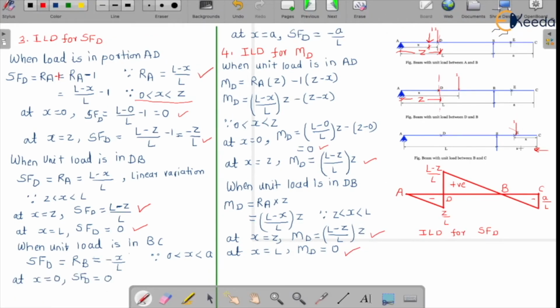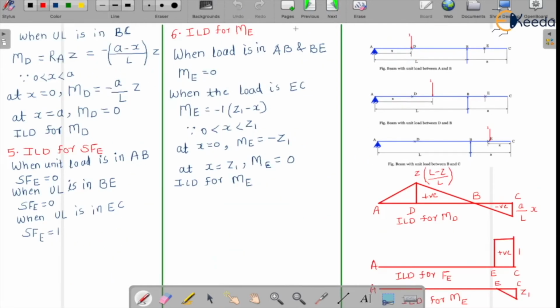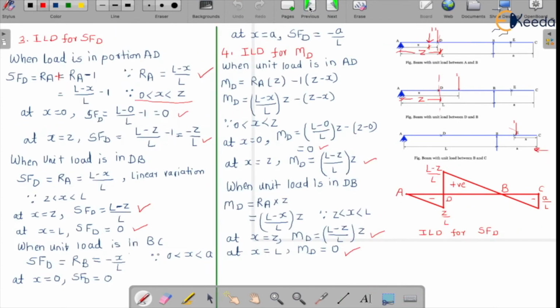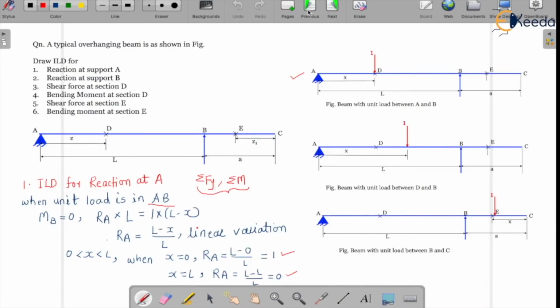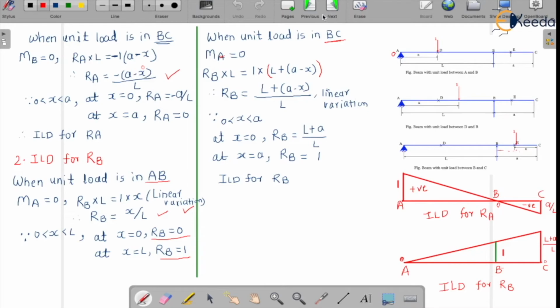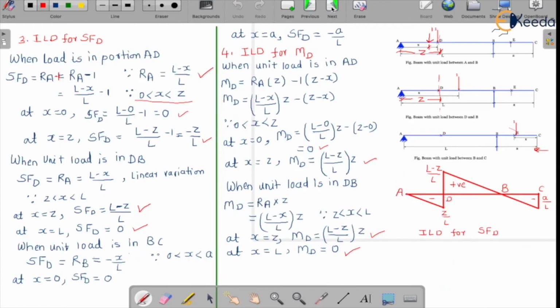Now when the unit load is in the BC part, the moment at D is again RA into Z. In this case, our support reaction RA, which we have calculated before, is minus of (A minus X) by L. Let me show you RA. See this one. So when the unit load is in BC, we get RA as minus of (A minus X) by L. So we have used this part.